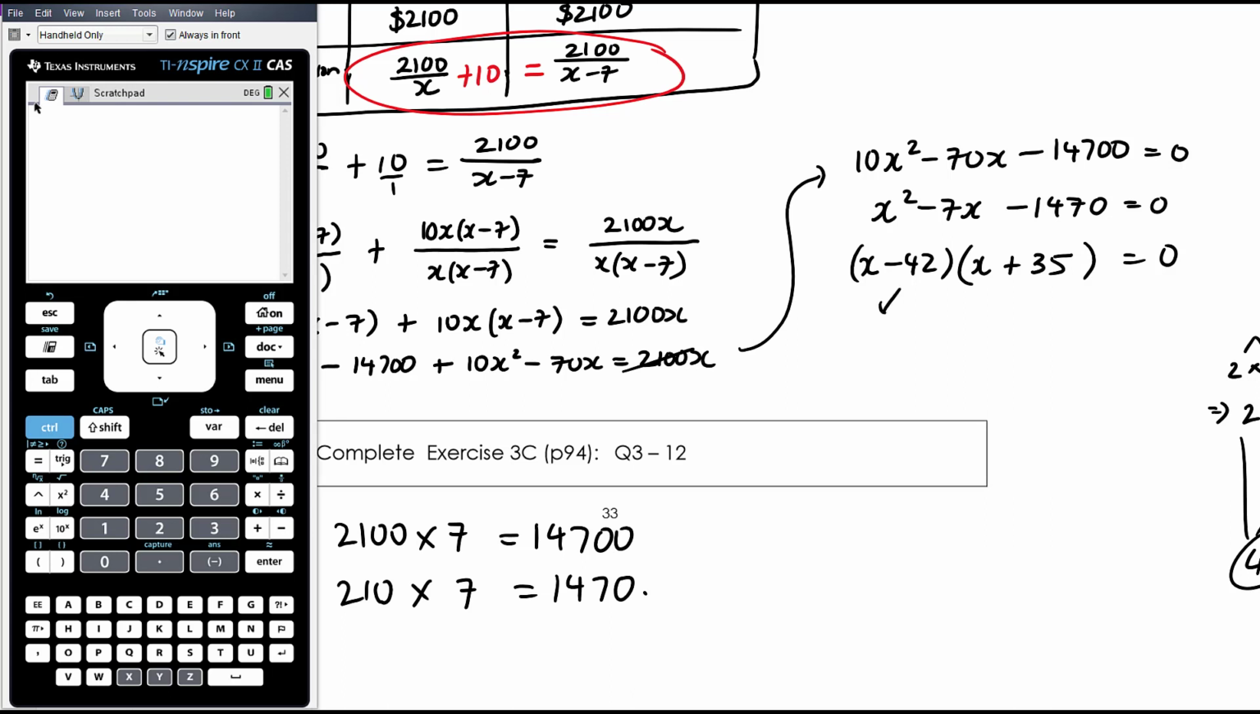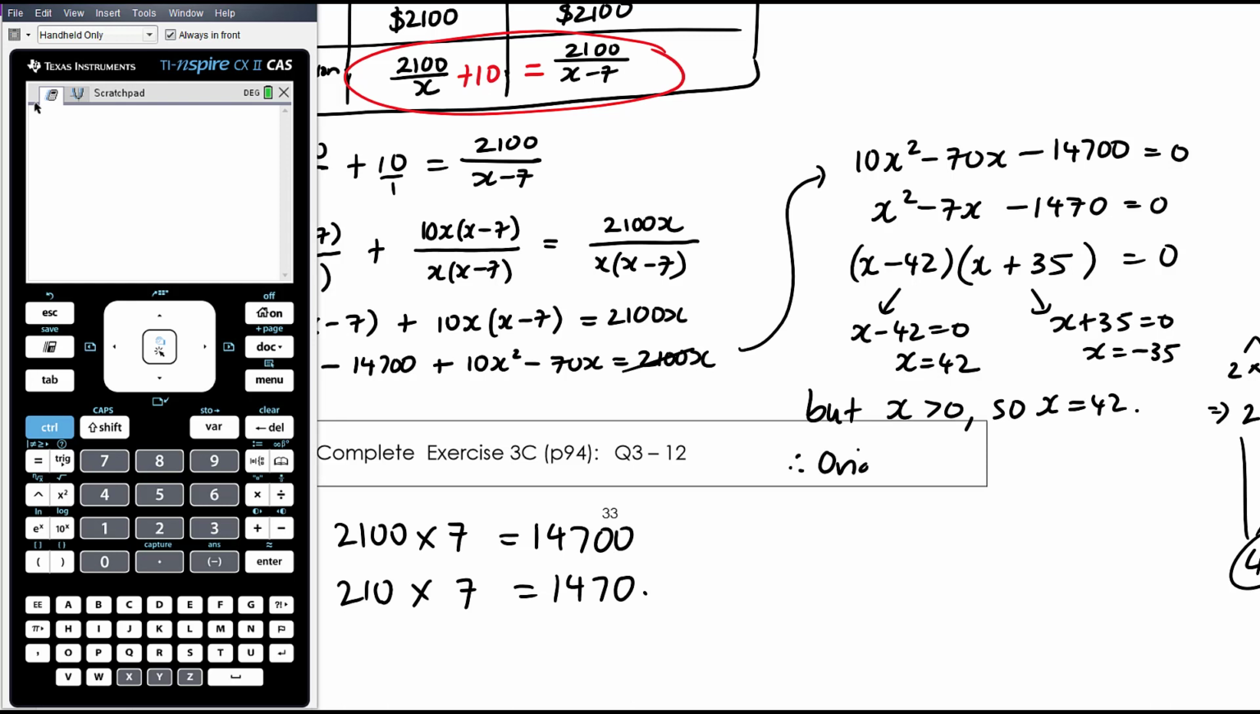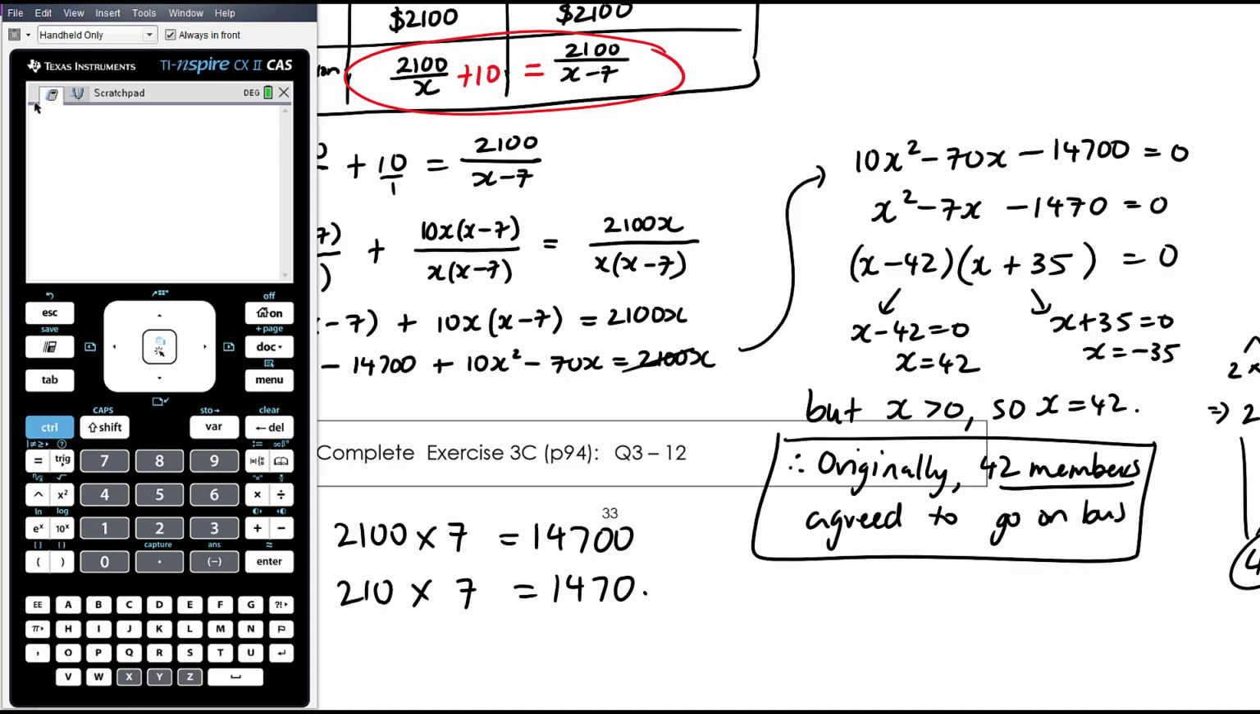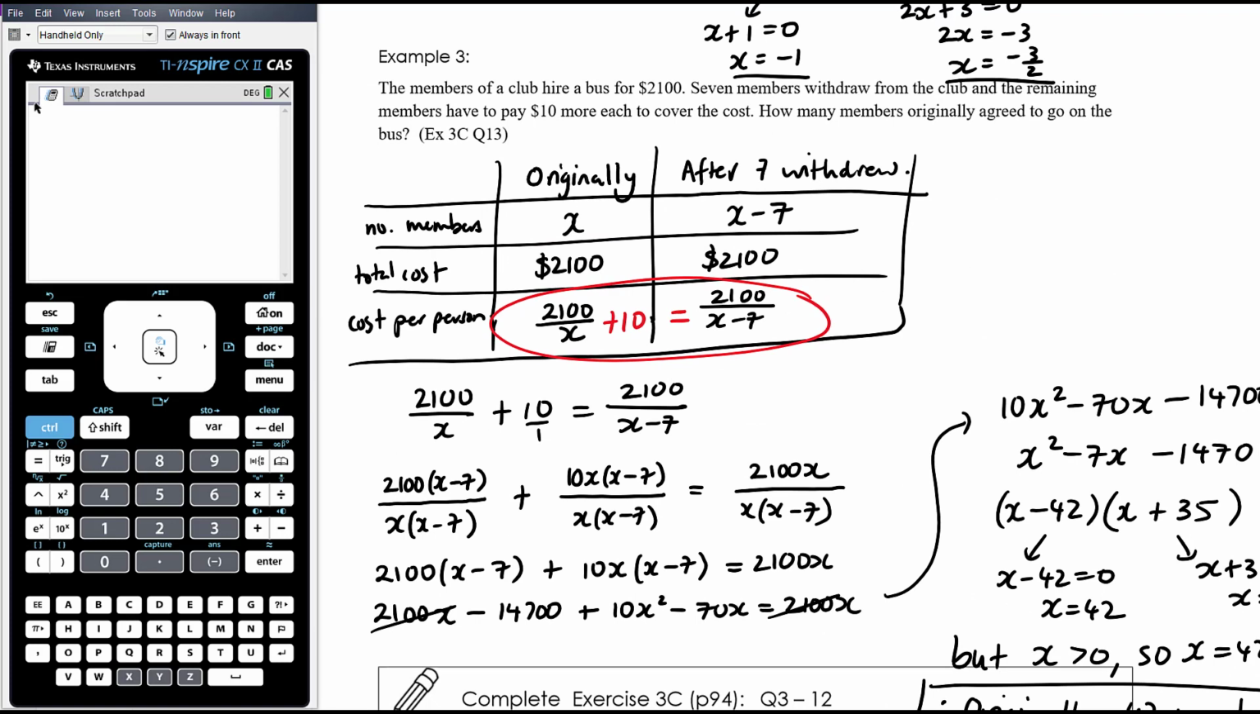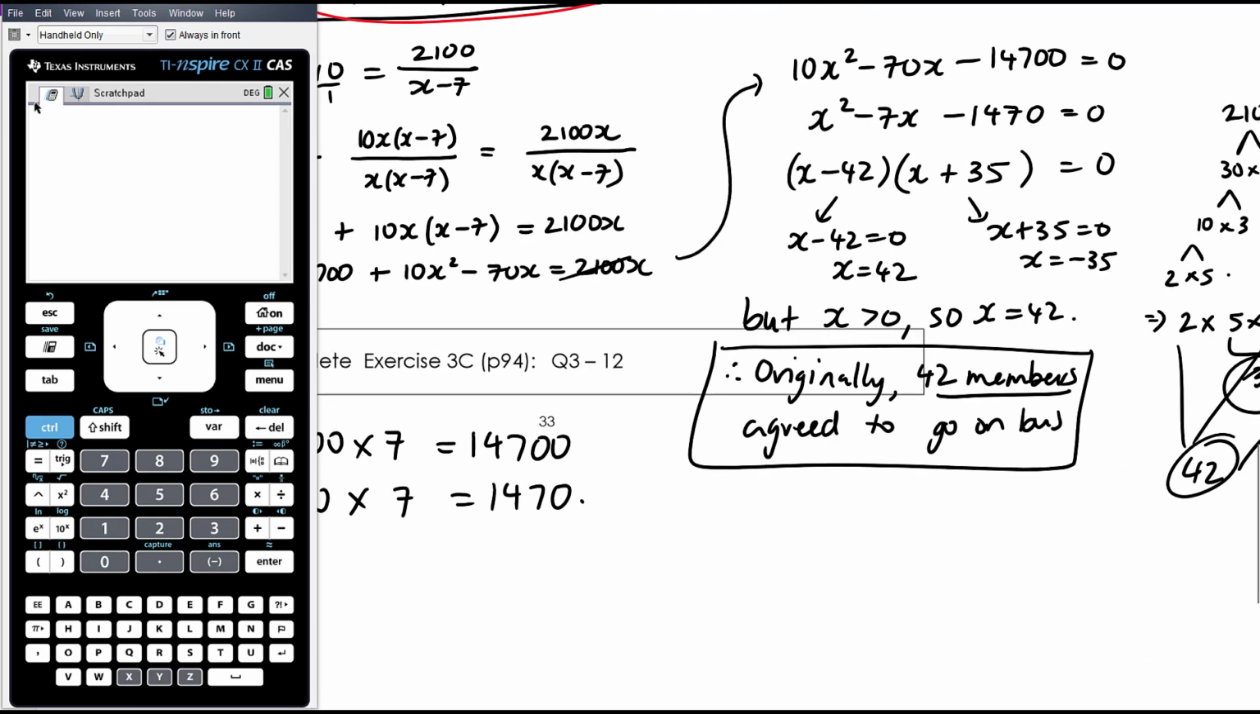Alright, so then our null factor law tells us that x minus 42 equals 0, so x equals 42, or x plus 35 equals 0, so x equals negative 35. But x is the number of members, so x has to be positive. So x equals 42. Therefore, originally 42 members agreed to go on the bus. That was the question: how many members originally agreed to go on the bus? Don't be ambiguous about answering the question. Make sure that you've answered it.